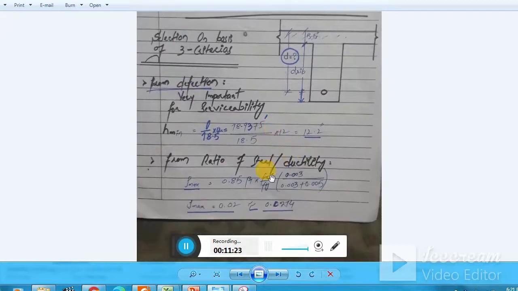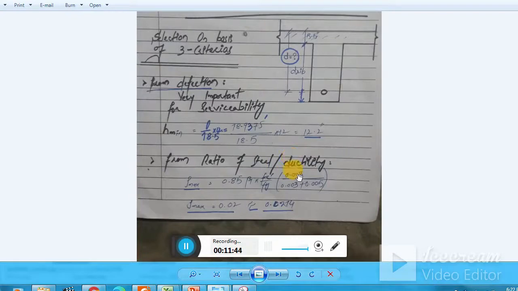Now I am checking from the ductility criteria. Remember, you have to provide such a depth of the beam that the steel which we provide, rho provided, should be greater than rho minimum and less than rho max. Or you can say As provided should be greater than As minimum but less than As max.